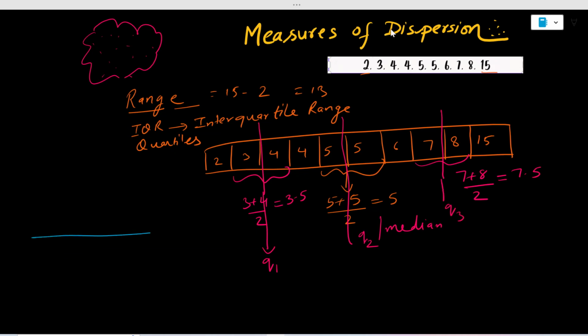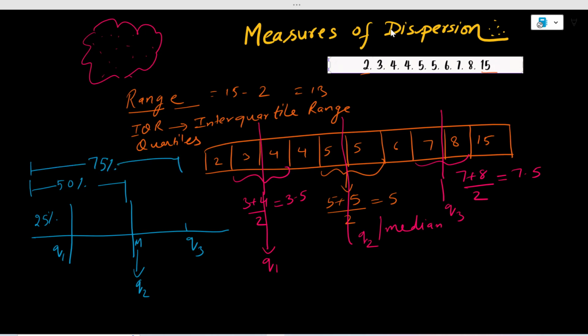Let's say we have a data set which is spread across a point. We have quartiles which divide data into 4 equal parts. So we have the median in the middle, which divides the data into equal halves, and it is also known as Q2. Then we have Q1, below which we have 25% of data, and below the median we have 50% of data, and then we have Q3, below which we have 75% of data. Please note that Q1, Q2, Q3 are not measures of dispersion.